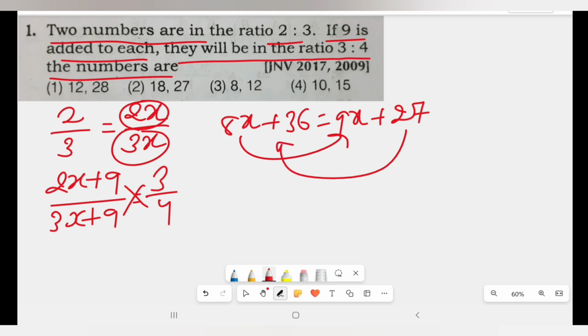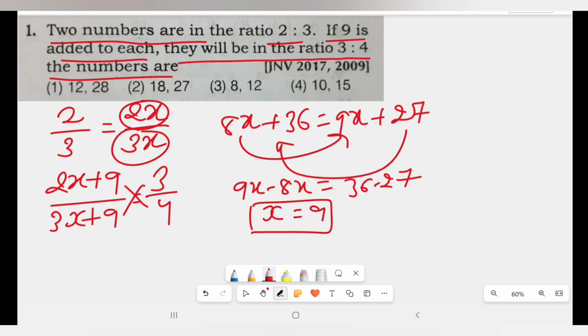Okay, so 9x minus 8x is equal to 36 minus 27. All right, so here x is equal to how much? 9, right? 36 minus 27 is 9. So the x value is 9.